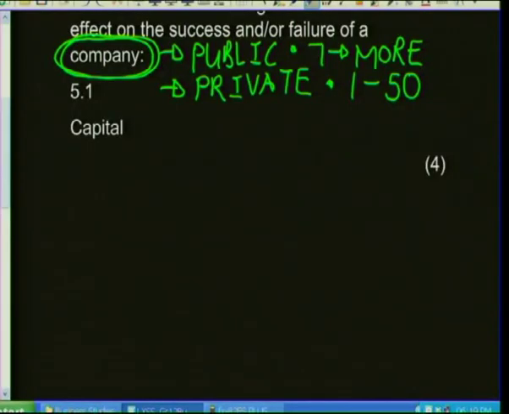Remember, with a sole trader, you're one person. You can only contribute so much money. And a partnership, you're 2 people, maximum 20. So you also have limited funds. Now this, for a company, can lead to the success because you've got more owners, more shareholders, you've got more capital coming in.